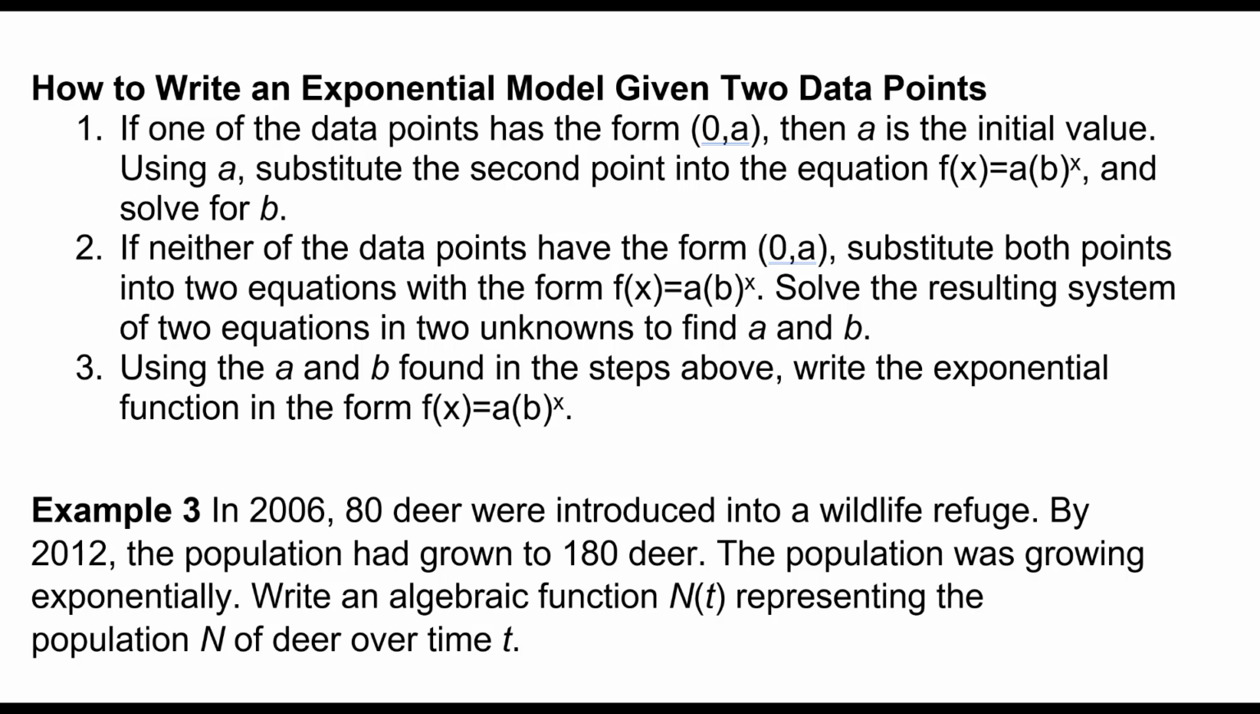If neither of the data points has the form (0, a), meaning it's a y-intercept, substitute both points into the equation in the form f(x) = a b^x and solve the resulting system of two equations and two unknowns to find a and b. Using a and b found in the steps above, rewrite the exponential equation f(x) = a b^x.